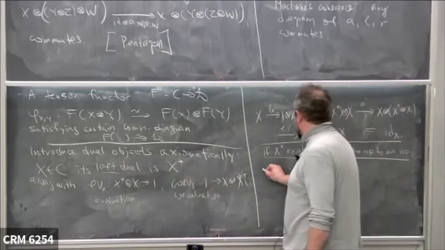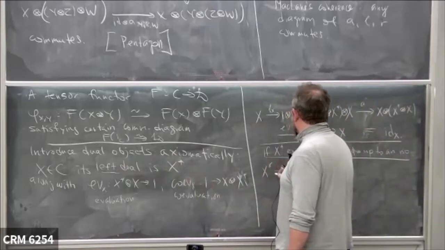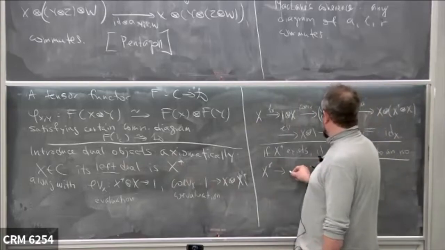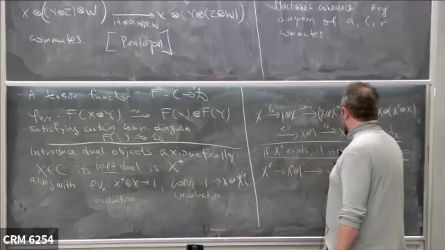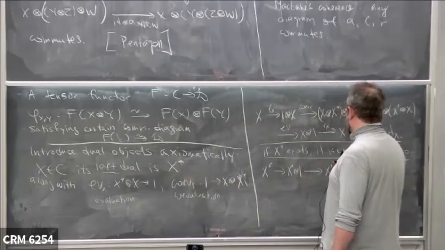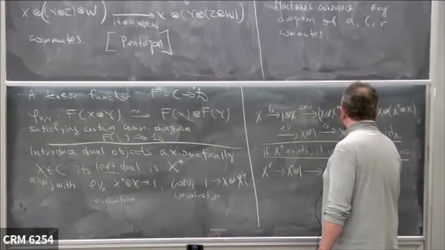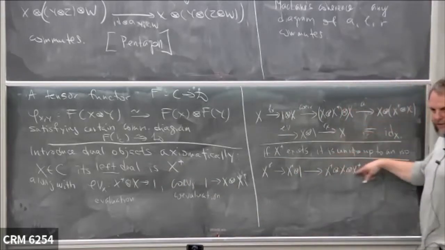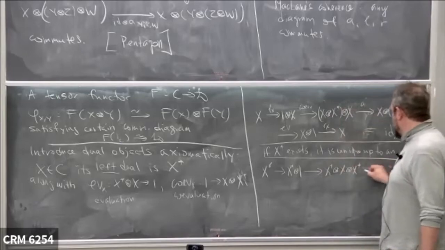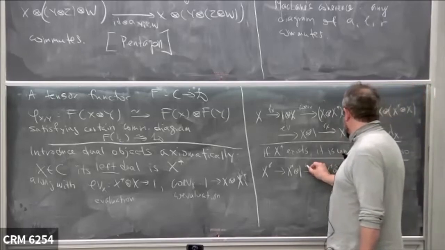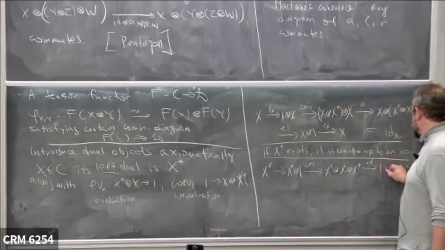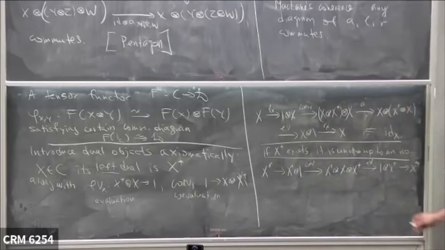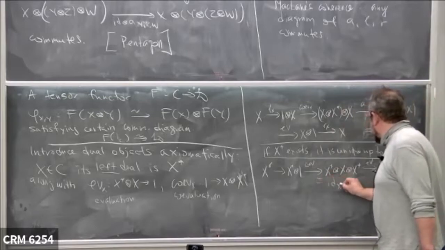Yes, there is another one that starts with X star, and then it would go like this. It would be X star tensor 1, and then X star tensor X tensor X star. Again, let me skip associativity to keep it reasonable. So this will be co-evaluation. Then you have evaluation, and you have 1 tensor X star, and this is X star. Yes, very good. So there are two diagrams, and this is required to be the identity of X star.